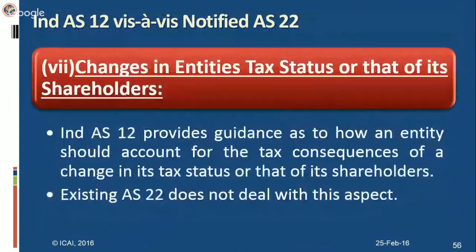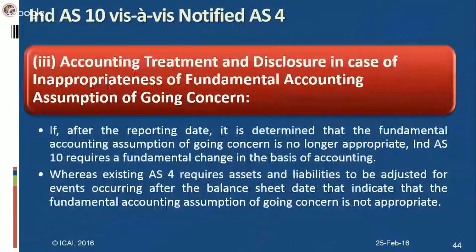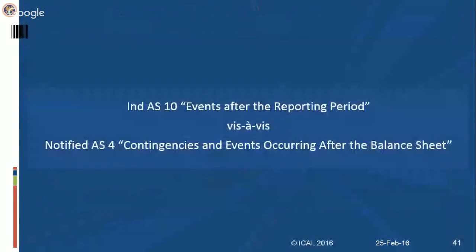I think we can take one more standard. We actually try to cover 2 standards. We will take one more standard only: Ind AS 10, events after the reporting period, vis-a-vis notified AS 4, contingencies and events occurring after the balance sheet. As we have taken AS 5, let us take AS 4 also, and then the remaining portion we will cover in the next mentoring session. It's not very lengthy, only 4-5 differences are there. Let us take it and then we will close the session for today and take the queries if there are any, and I will give you some more examination oriented guidance, specifically from the examination perspective.